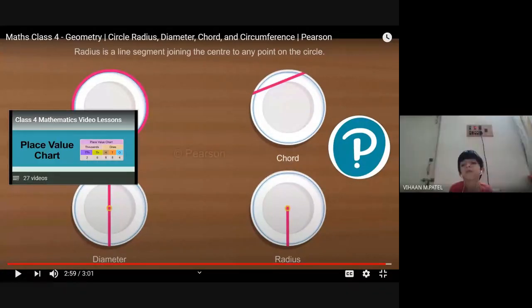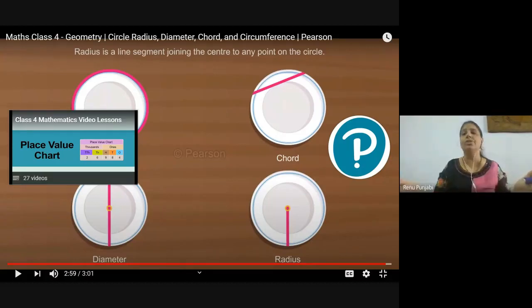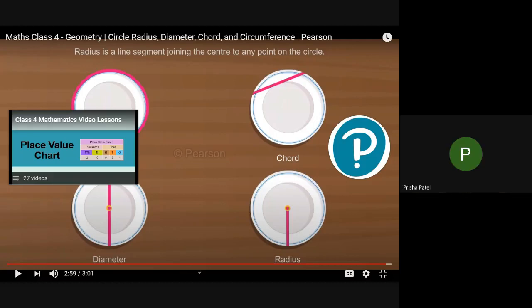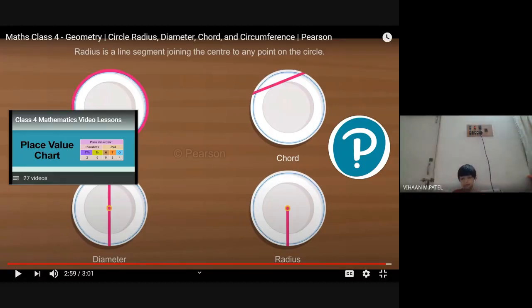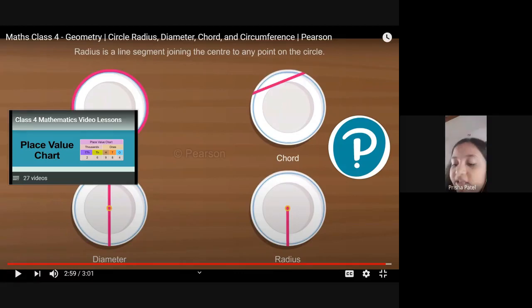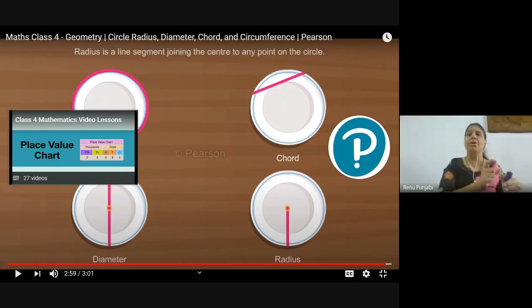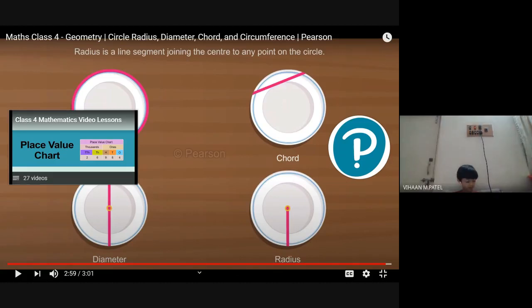Ma'am, I have only this much book, so I need to use this small plate. I am saying you no need to draw in the notebook. In the first block you have to write circumference. You just write the heading: parts of a circle.